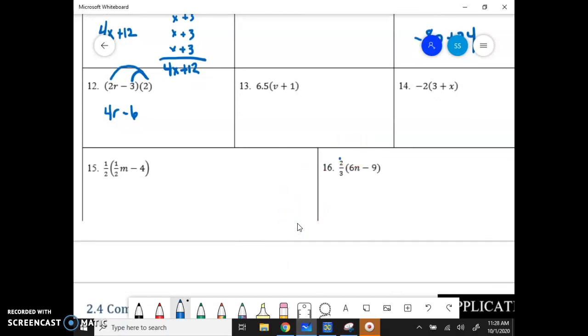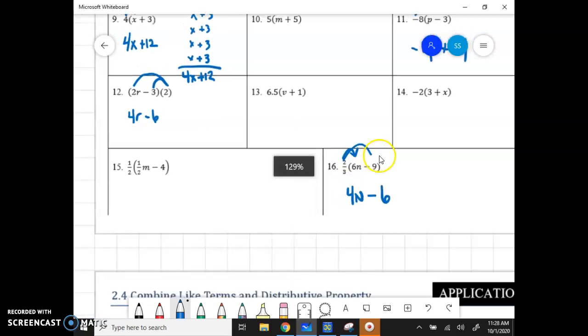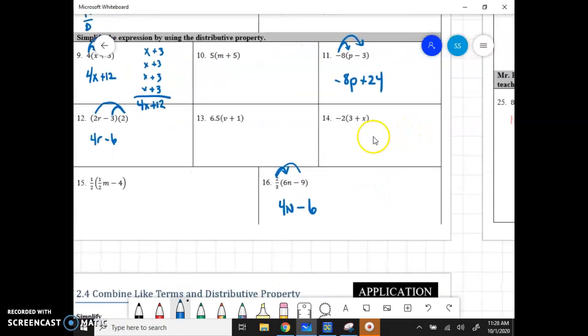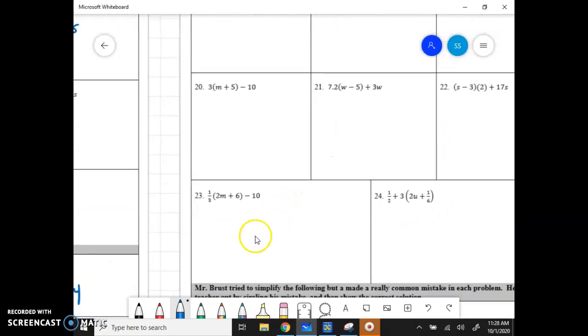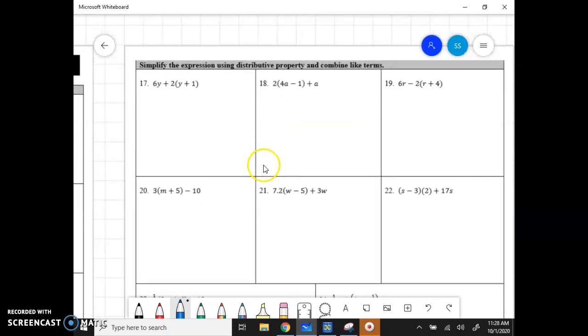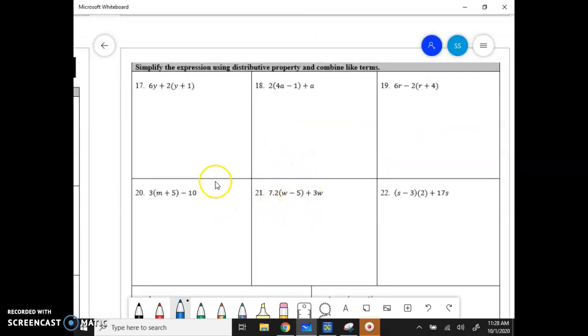So 16 and 15, same thing. You need to make sure that you are using your calculator if you need to. This is 2/3 times 6, which is 4n, and another way to do this is to do 2 times negative 9 divided by 3. So 2 times 9 is 18, divided by 3 is 6. So this is negative 6. If you don't believe it, use your calculator, check it out. It works. You guys can try 15, just using a fraction, or use your fraction button. All right, now this is just kind of putting these all together.